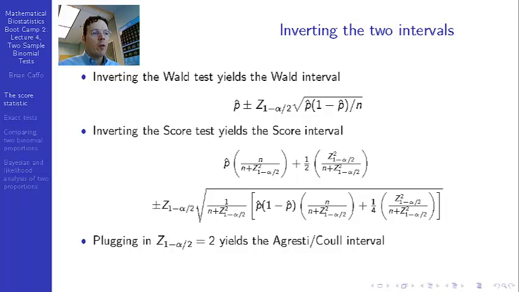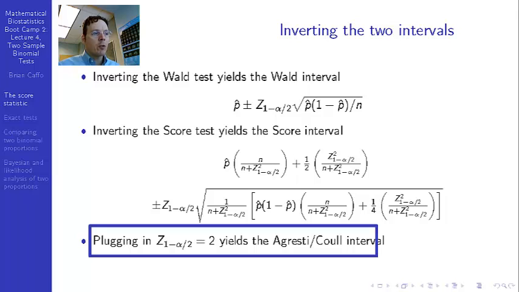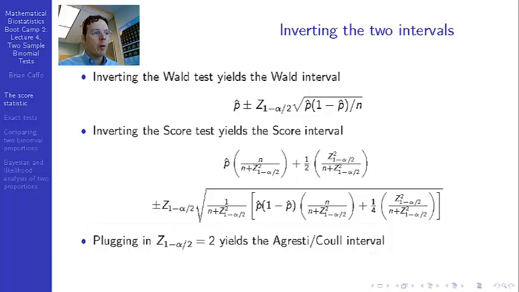At any rate, we talked previously about confidence intervals for binomial proportions, and plugging in z 1 minus alpha over 2 equal to 2 yields the so-called Agresti-Coull interval that we talked about before. This is actually the motivation for the Agresti-Coull interval: most people do 95% intervals, and if we take our 1.96 and just round it up to 2, and plug it into the score interval, we get exactly the Agresti-Coull interval.